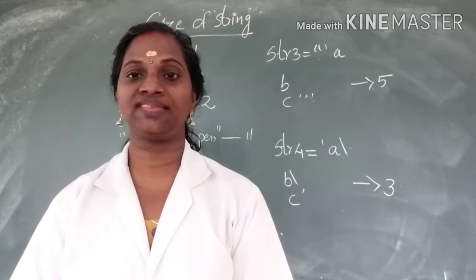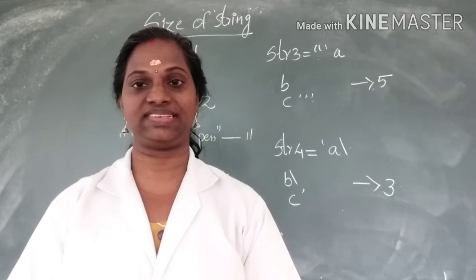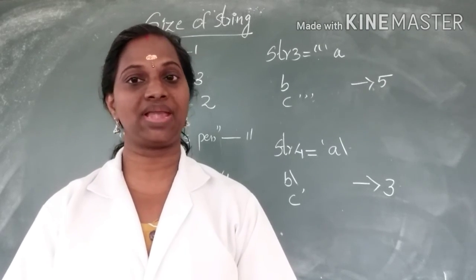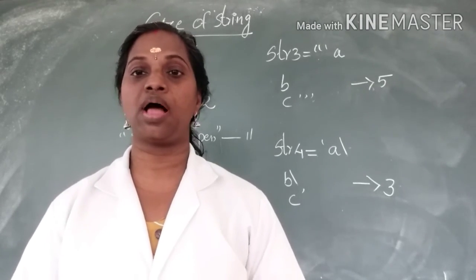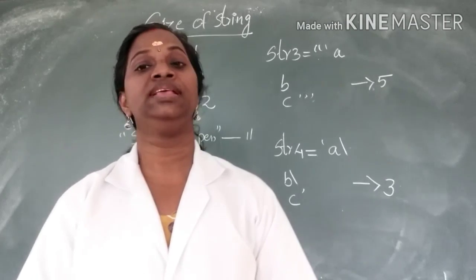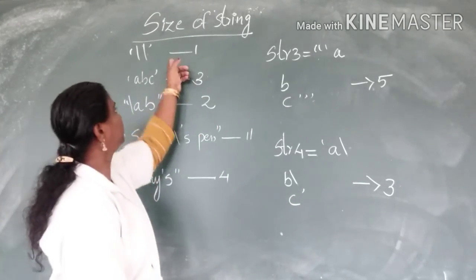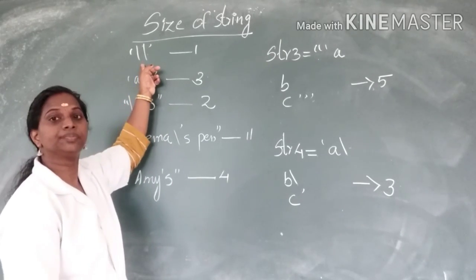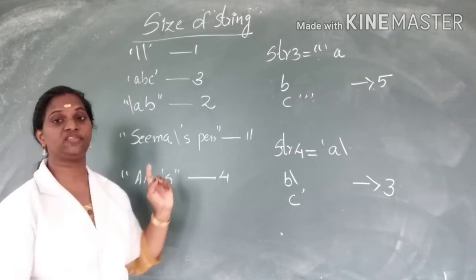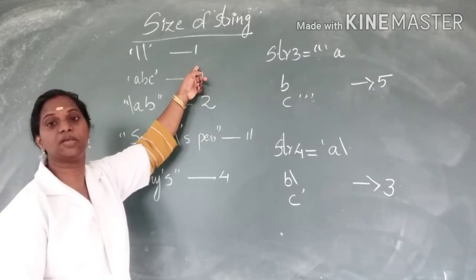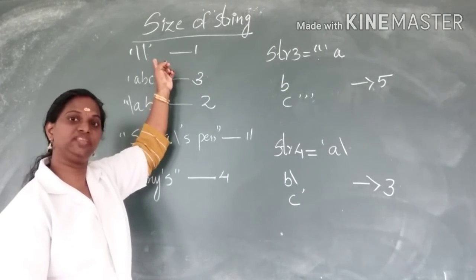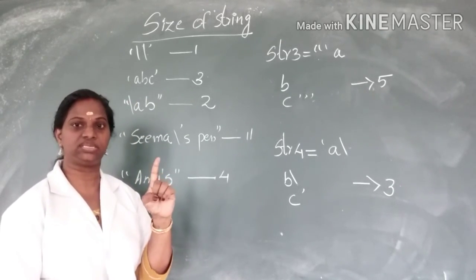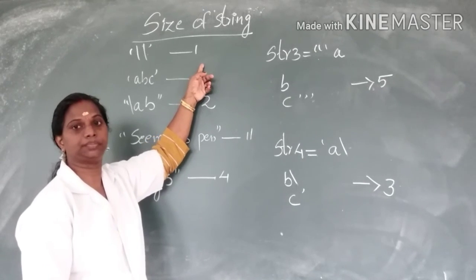Children, in our last class we studied strings, single line strings and multi-line strings. Today let's learn how to find the length of a string. See children, here we have some examples. See here, this one is an escape sequence for backslash. So its size is 1. Clear? Backslash means only one character. That's why its size is 1.